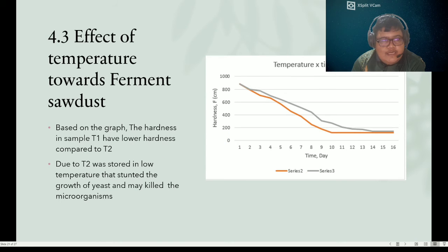Okay, this graph is based on the effect of temperature on the fermented sawdust. Based on the graph, the hardness of T1 is lower than T2. This is because T2 was stored in a low temperature area that stunted the growth of yeast and may kill the yeast cells.